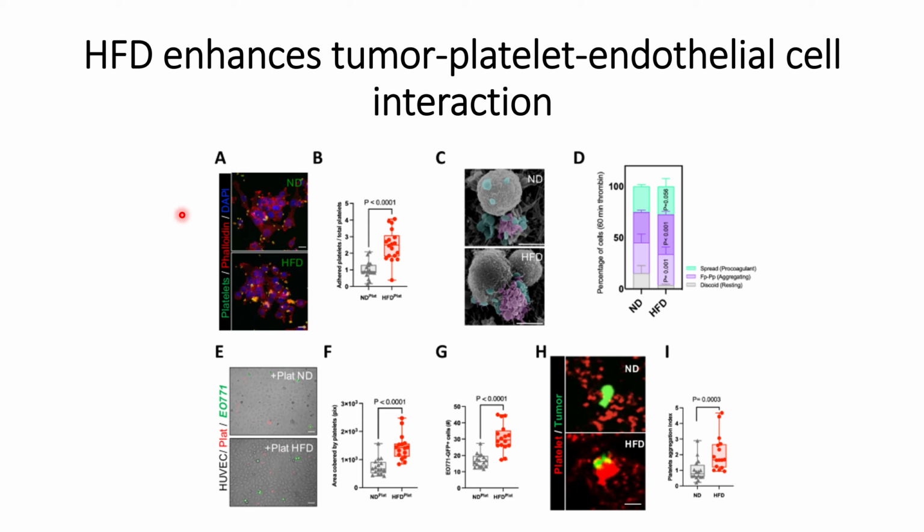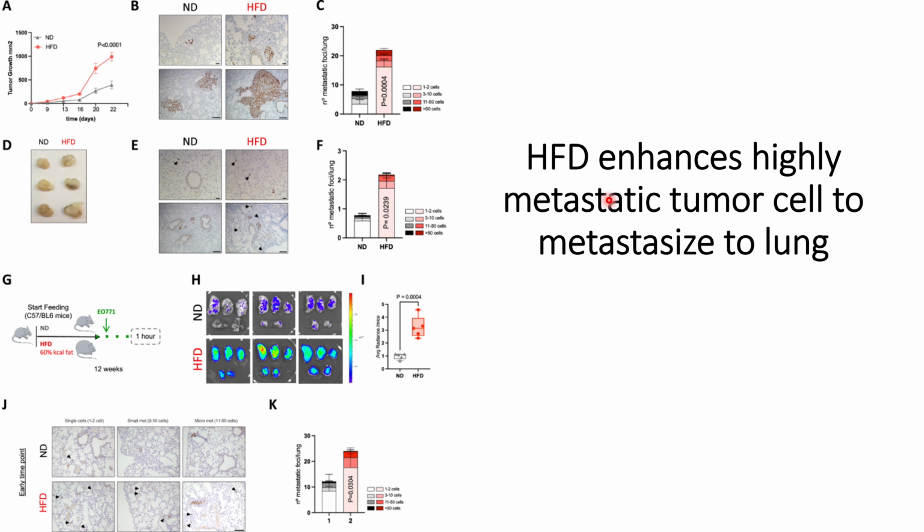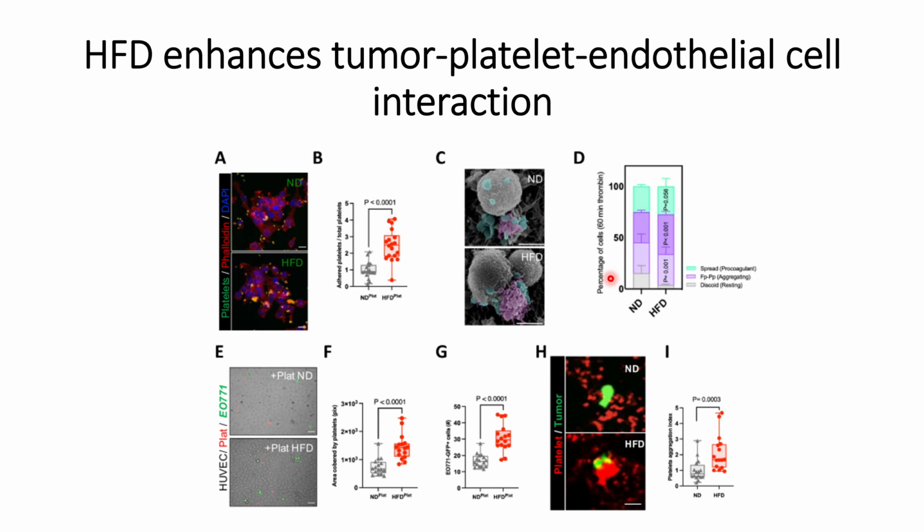In this video, we will discuss how HFD enhances tumor-platelet-endothelial cell interactions in vivo. In the previous video, we understood the results of the HFD diet: HFD enhances highly metastatic tumor cells to metastasize to the lungs. In this video, we will understand whether it also affects the interactions between the tumor, platelets, and endothelial cells or not. So we use the same mice models and inject the tumors at the tail of the mice.